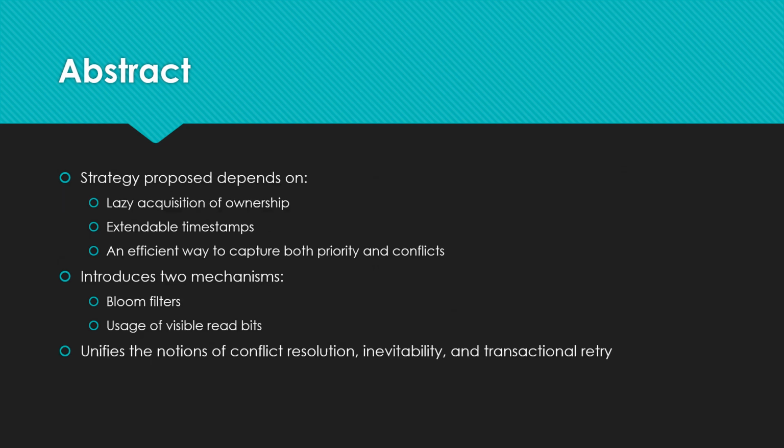So the strategy that they're proposing depends on three things: the lazy acquisition of ownership, extendable timestamps, and an efficient way to capture both priority and conflicts, which we'll go through piece by piece as we go through the paper. They introduce two mechanisms for doing so, one of which utilizes Bloom filters and the other using visible read bits. But the main idea is that they're unifying the notions of conflict resolution, inevitability, and transactional retry.